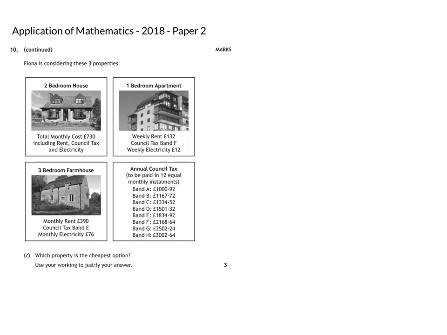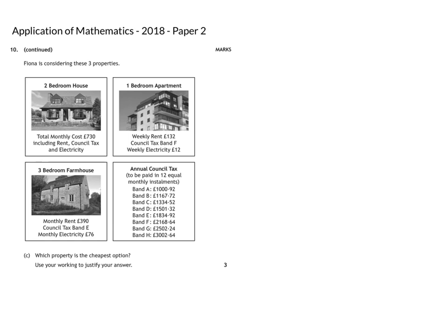So we've got Fiona's considering 3 properties. We have a 2-bedroom house which has a monthly cost of £730 and includes the rent, council tax and electricity. We have the second option, a 1-bedroom apartment which has a weekly rent of £132, council tax band F and a weekly electricity of £12. And then we've got our 3-bedroom farmhouse, monthly rent of £390, council tax band E and a monthly electricity of £76. So the first one is all inclusive because it's got total monthly cost, it includes everything.